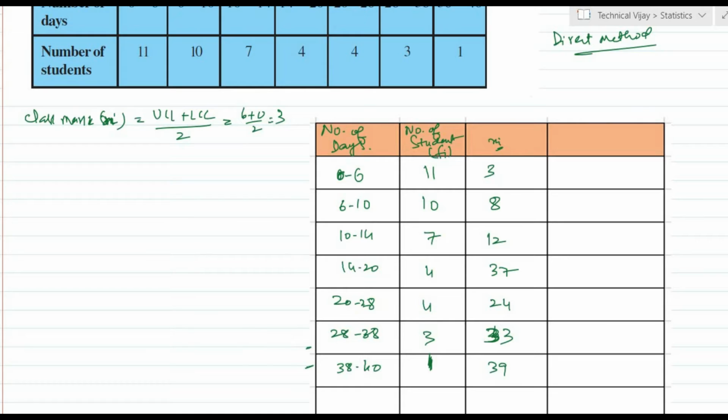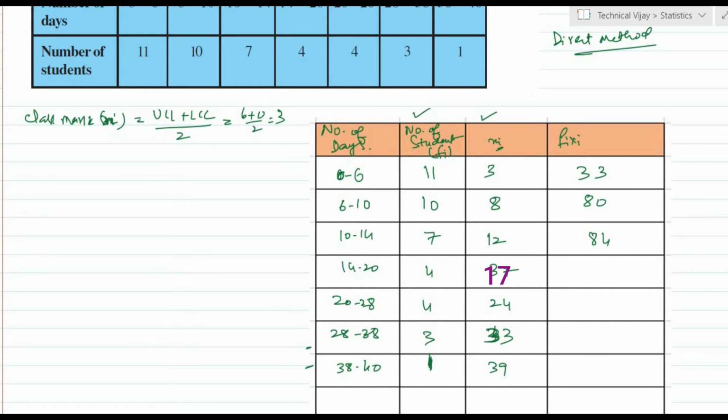This plus this divided by 2 we have to make here. So 28 plus 38 divided by 2, because this is 66. So now here fi into xi we will calculate here. So fi into xi means this into this, 11 into 3, 33. So here 80. So 12 into 7 is 84.